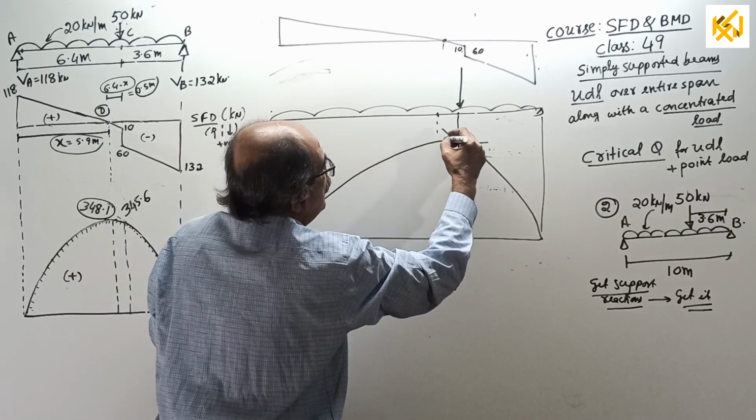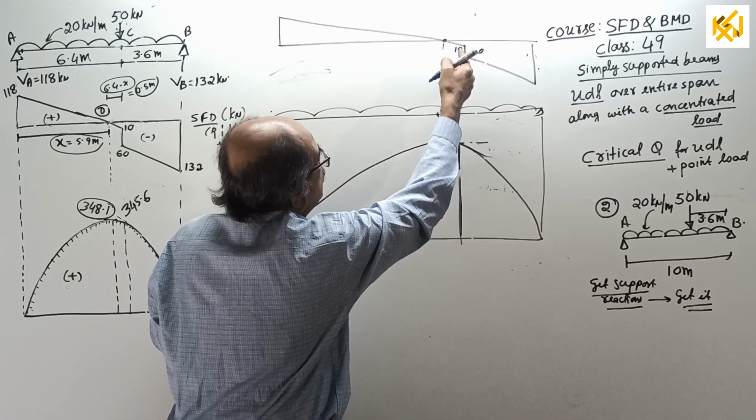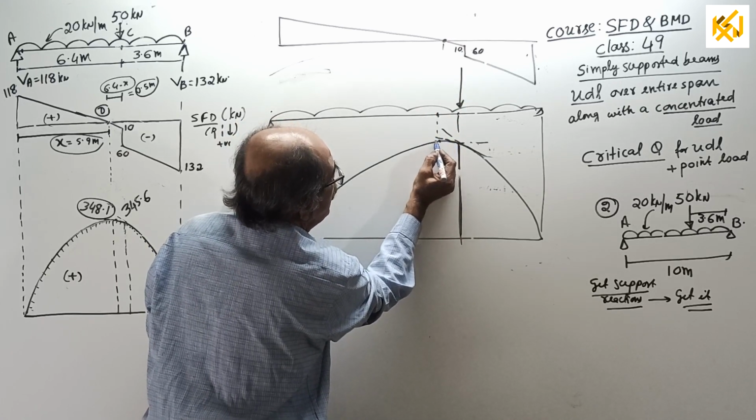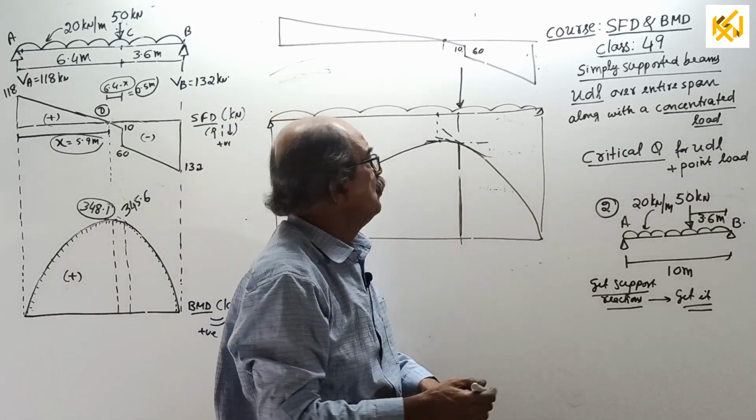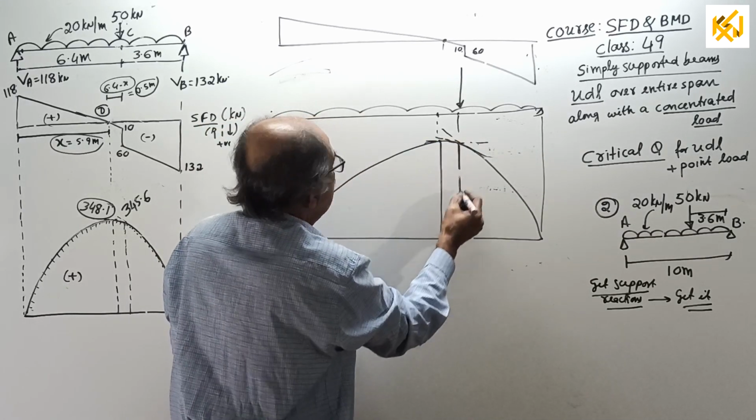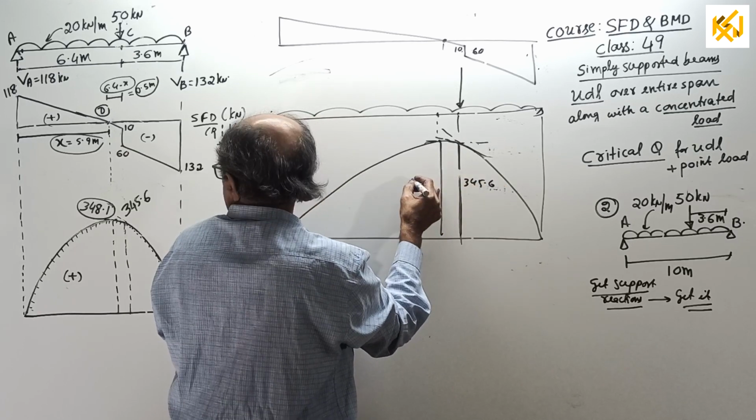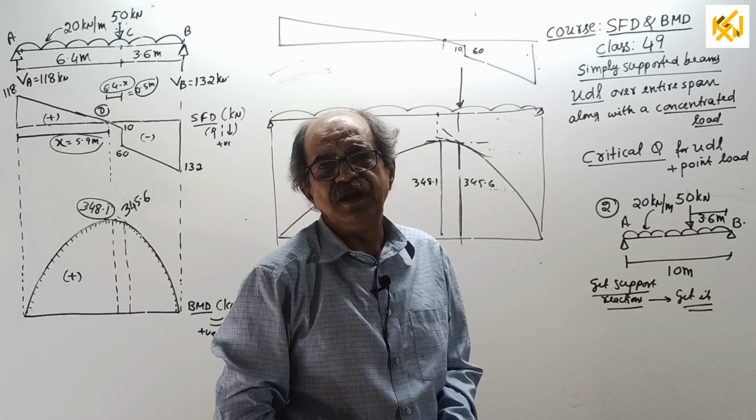See, now if I draw a tangent here, that slope will be only 10, and this is the point where you touch the peak value, then drop down. Here, the tangent will have 0 slope, that is the maximum BM. This is 345.6, this is 348.1. Over. That's how to draw it.